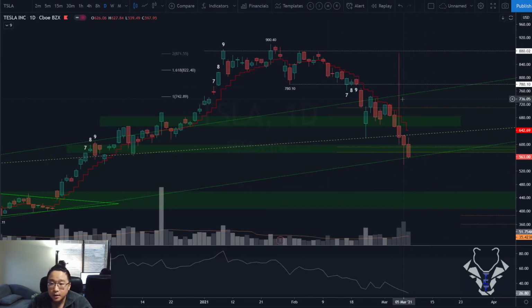Let's see. This wick does not make it easy. So let's do, how did it react? 1, 2, 3 before the bounce.